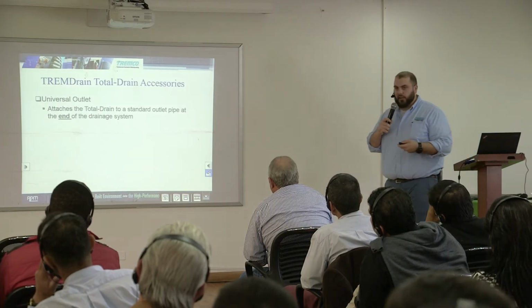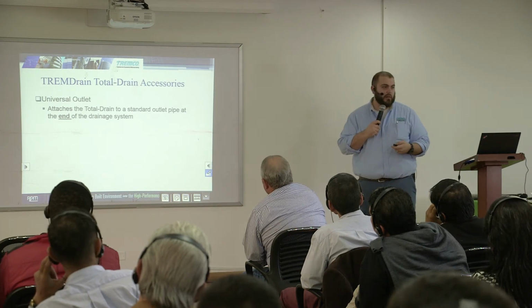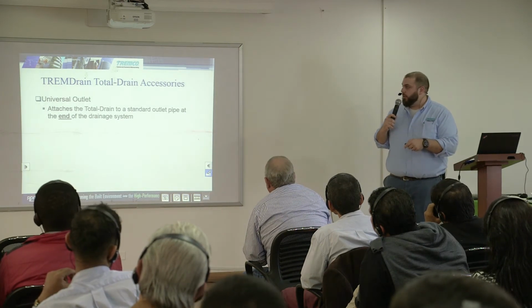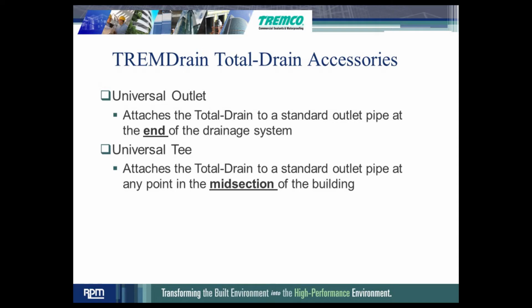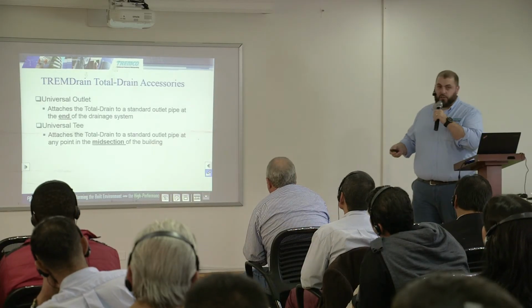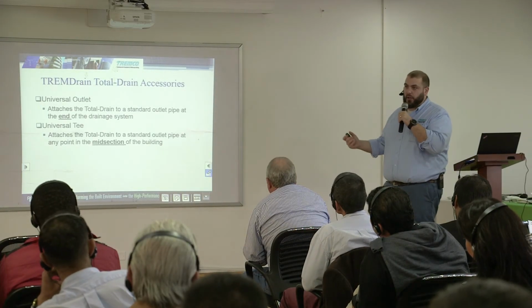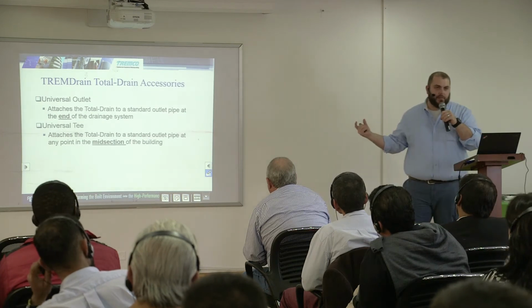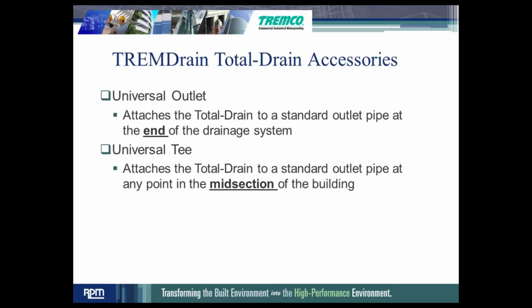I talked about it, and you saw it in one of the pictures with the Blindside. The universal outlet fits to the end of the drainage system. And in that situation, what you want to try and do is slope your drainage and put it at the end of your drainage system to feed into a French drain. You can use the universal T outlet, which can go in the middle of anywhere you want in your drainage system. And that would connect to a French drain system to get it away from the building.